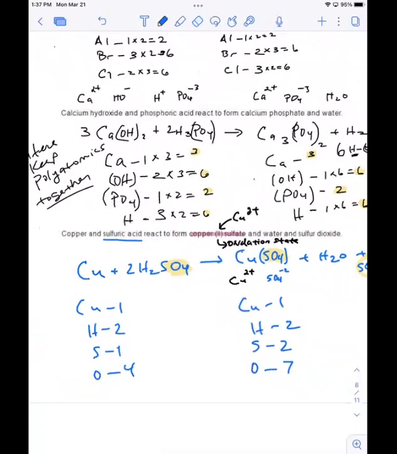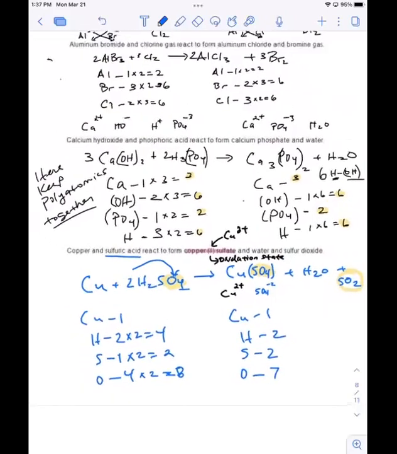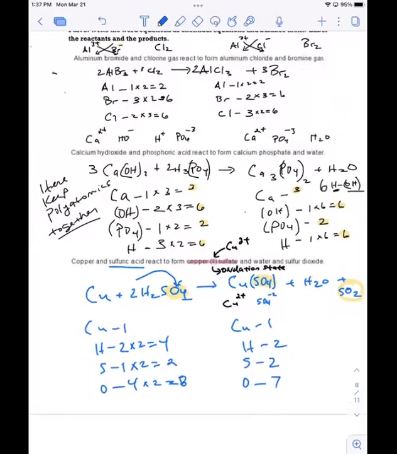What does that do to the hydrogens? Makes it into 4. So you got 4 hydrogens. Good. Now you have 2 sulfurs, and then this is going to distribute to oxygen as well. Since there's a subscript 4, that's going to be 4 times 2. So now you got 8 oxygens.